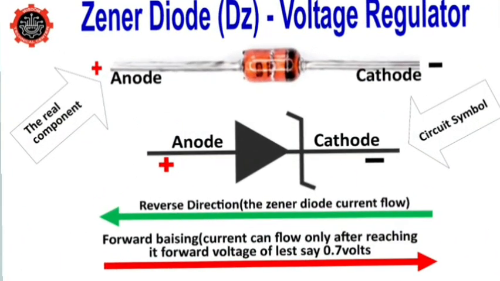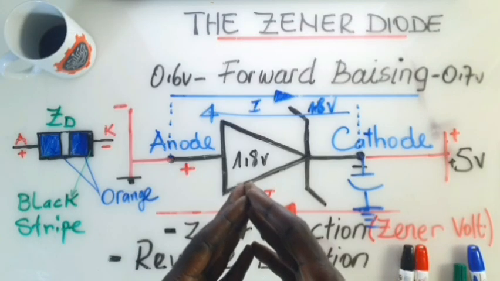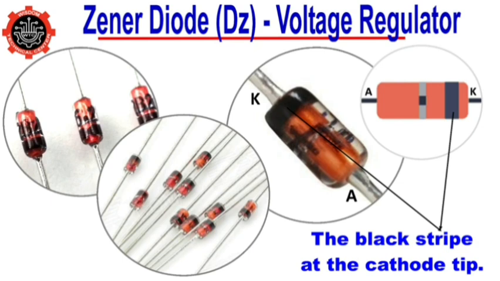In fact, it is some type of diode that allows current to flow in both directions, that is, from the anode to the cathode and from the cathode to the anode. And this diode does the job of a voltage regulator. If we look at its physical appearance, its color is usually orange with a black stripe at the cathode tip, as the diagram shows here.